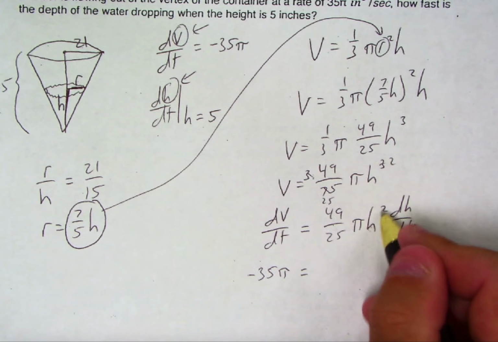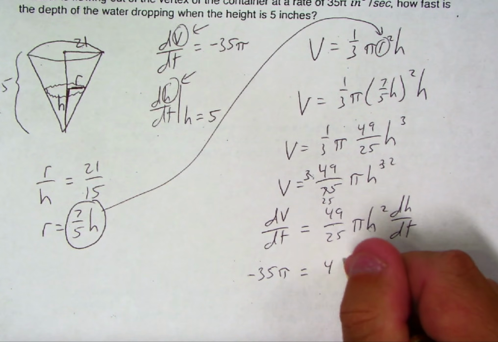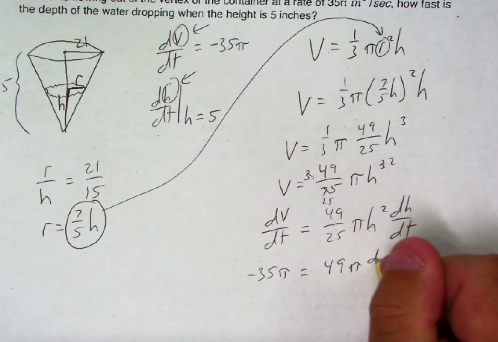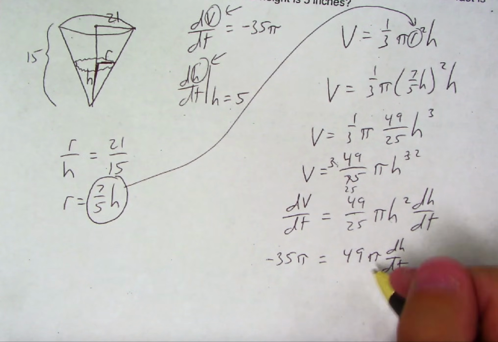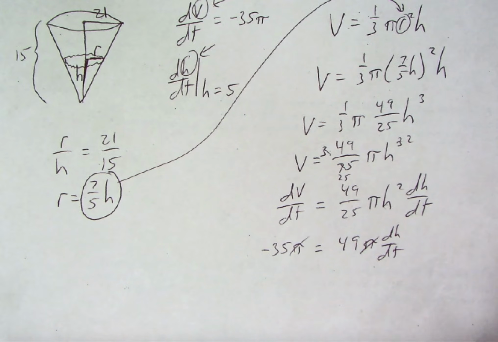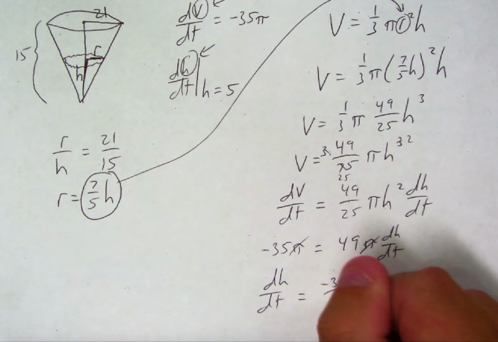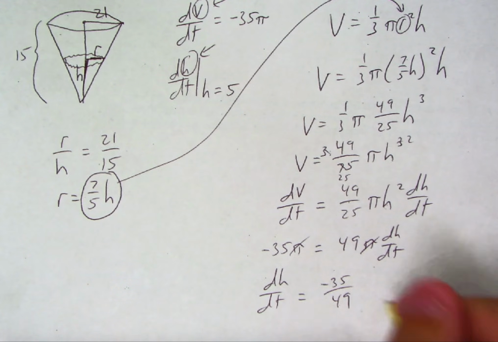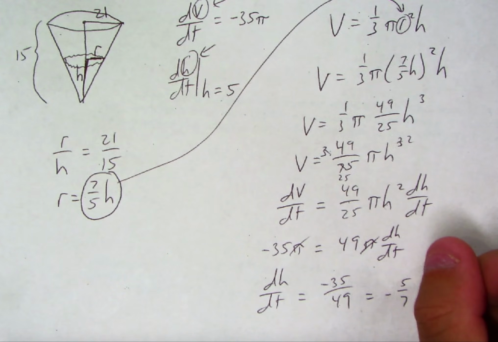So 5 squared is 25, which will cancel out this 25. So 49 pi. Divide both sides by pi, so those are gone. So negative 35 over 49. So dH/dt is negative 35 over 49, which does reduce. Negative 5/7 inches per second.